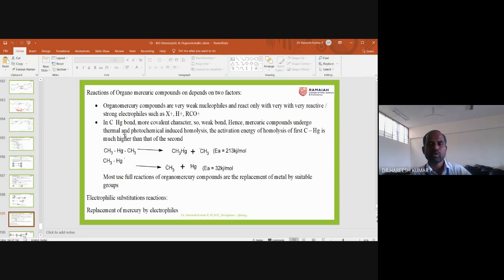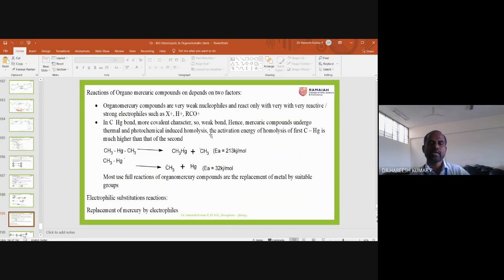And one more parameter, the bond. The carbon-mercury bond has more covalent character. If there is more covalent character, that means it's a weak bond. So hence there is a possibility of homolytic cleavage. Homolytic cleavage means mercury takes its electron, methyl takes its electron. So that's called homolysis. Homolysis is free radical formation.